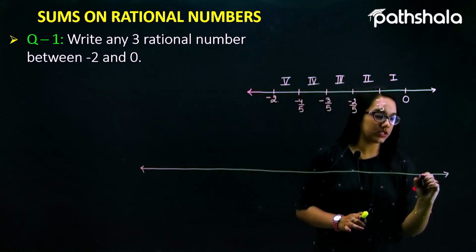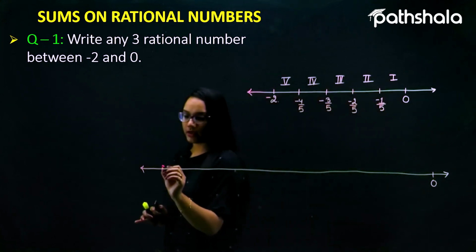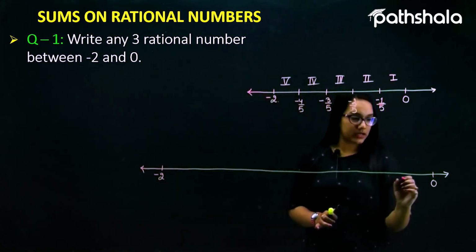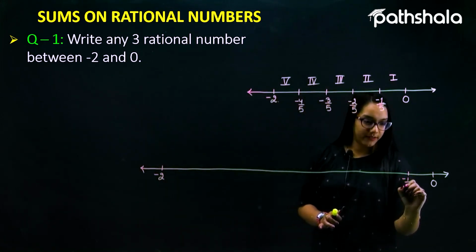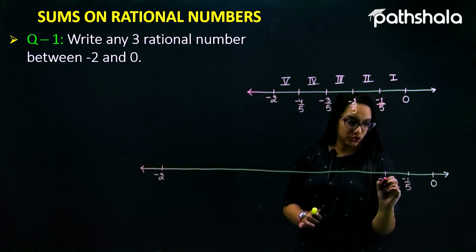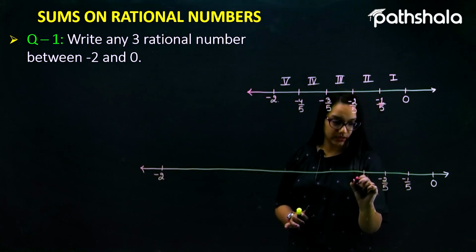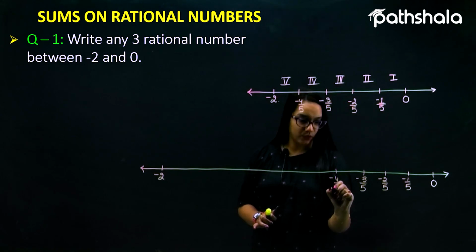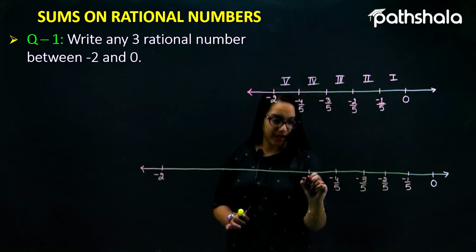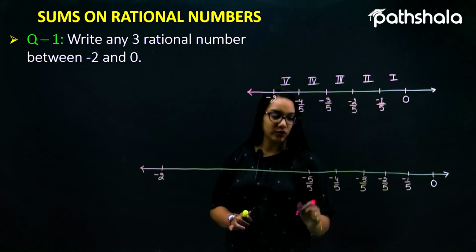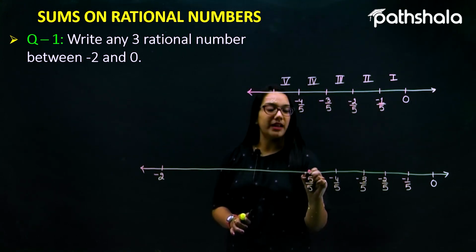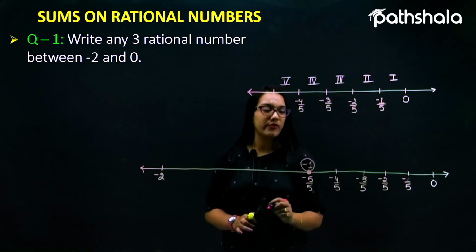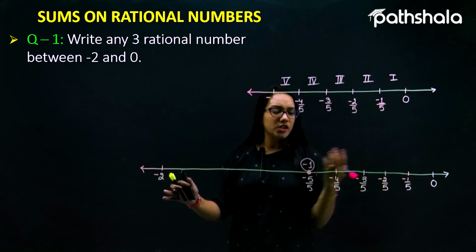So let us suppose this is 0, this is minus of 2, and we are taking the first section as minus of 1 by 5. This is my second section, that is -2 by 5. This is my third section, -3 by 5. This is my fourth section, -4 by 5. So this is -5 by 5, and we also know that -5 by 5 is nothing but minus of 1, as we know that -1 obviously comes in between the points 0 and -2.